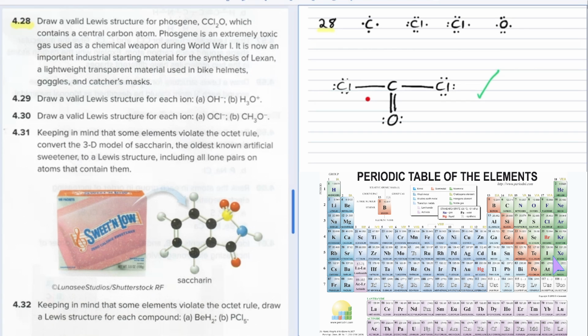You can see everybody has an octet now. The oxygen has an octet: 2, 4, 6, 8. The carbon has an octet. The chlorines have an octet.